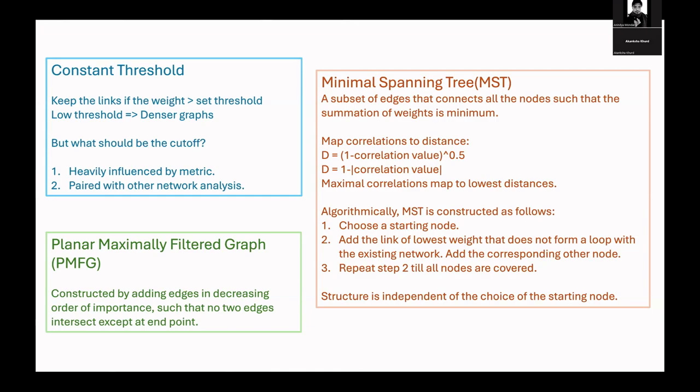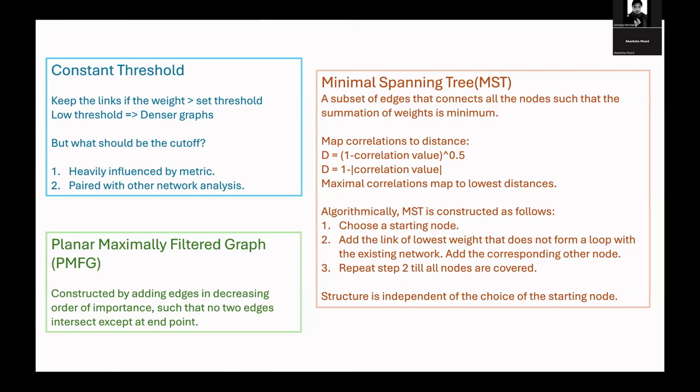Now the simplest way of doing this is to set a threshold and say that all the edges above this threshold are significant and those below it are not. Here we can imagine that as we lower our threshold, we'll get a denser graph. But then the next question is, what is a good threshold? To solve this problem, thresholds are usually chosen by pairing them with other analyses like connectivity, modularity, etc.